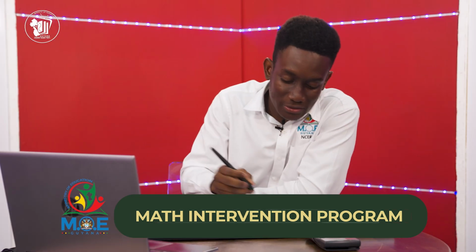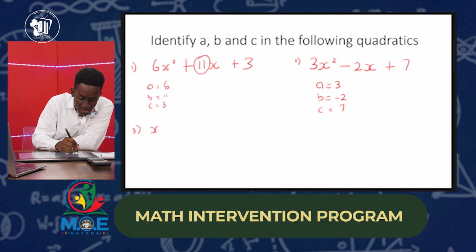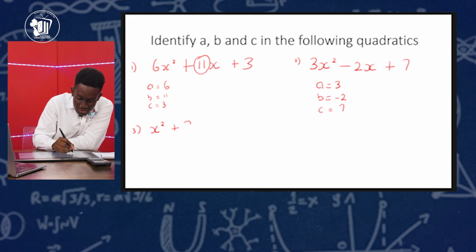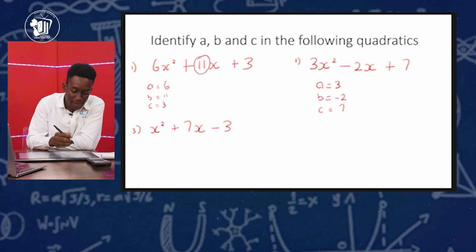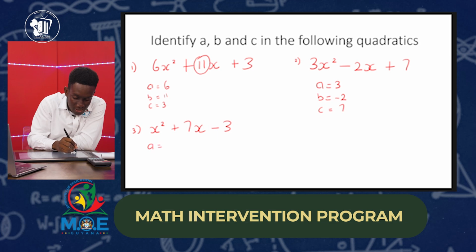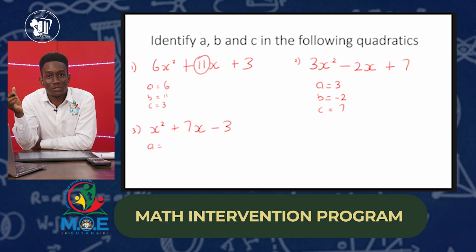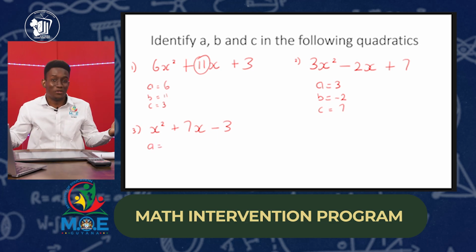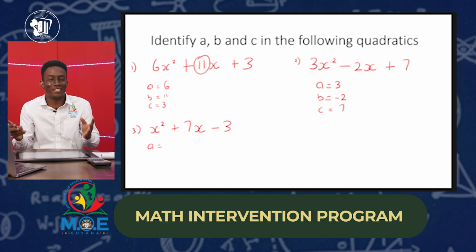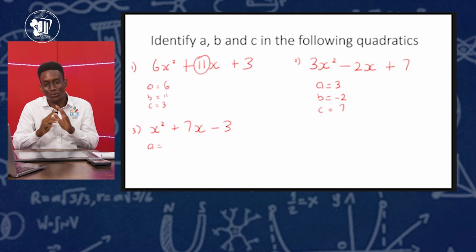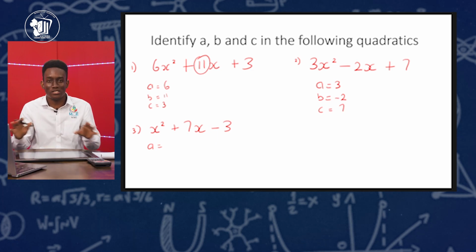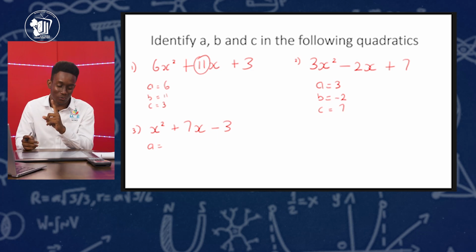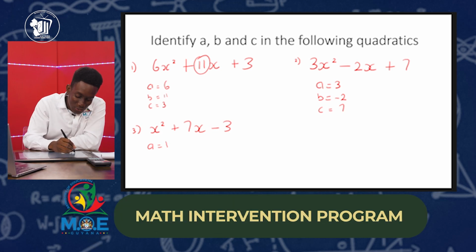Let's do another example. Let's say we have x squared plus 7x minus 3. And we want to identify what is A, B, and C. So we see A is the number in front of the x squared term. In this case, we don't see any number in front of the x squared term. So we know that A is equal to 1. Once we don't see a coefficient, we know that the coefficient is 1. So A in this case is equal to 1.